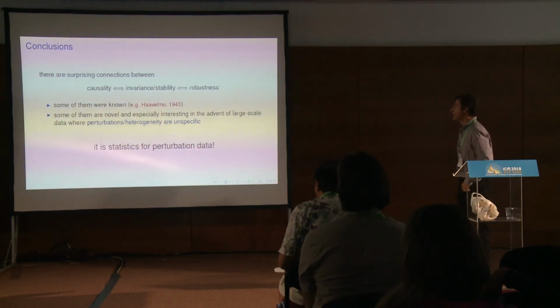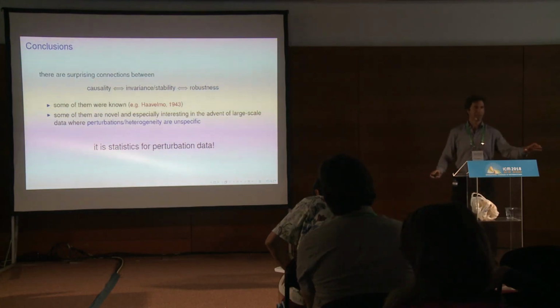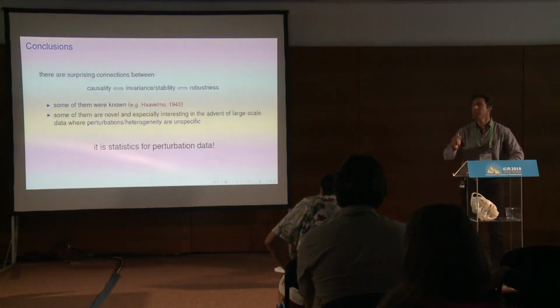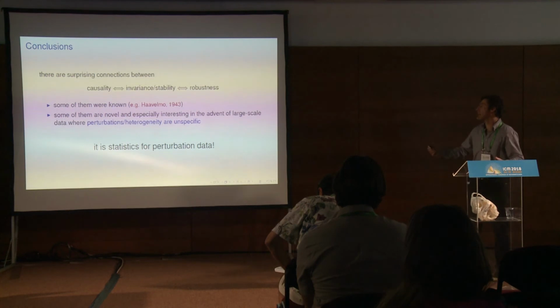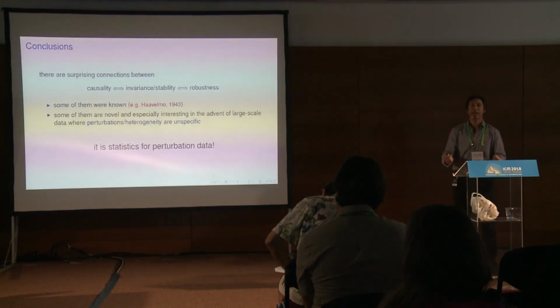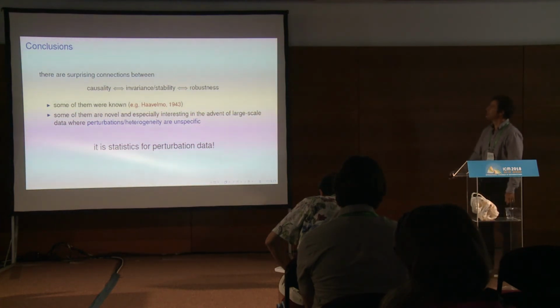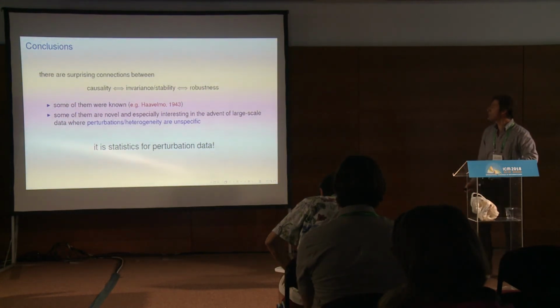Let me conclude. There are, in my view, quite surprising connections between causality and invariance, stability and robustness, which have been quite disconnected. Some of it was known. Haavelmo, 1943, knew that causality leads to invariance, but it has not been exploited the other way around. Some of it is novel, and I think especially interesting in the advent of large-scale data where you have heterogeneities, and the heterogeneities, the perturbations, are very unspecific. You cannot describe them so well. In a way, it's statistics for perturbation data. I think this is an interesting newer area which will emerge.